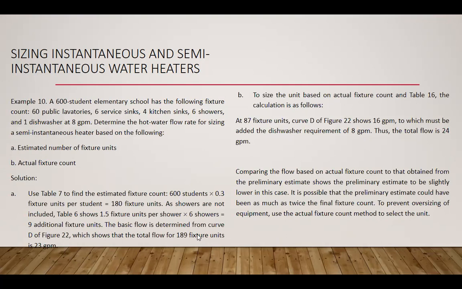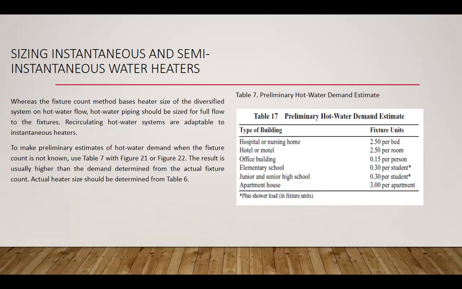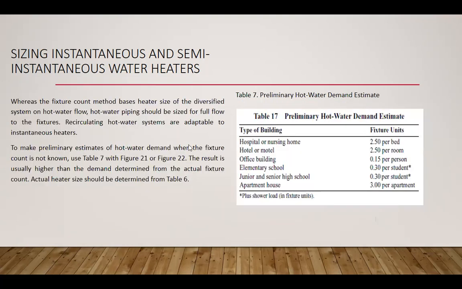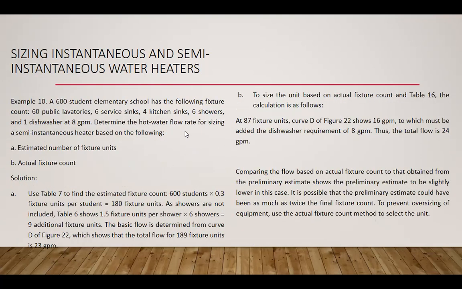So the basic load is determined from 4D of Figure 22, which shows that for a total of 189 fixture units is 23 GPM. Yan, for D. 189, hanapin na 189. Tapos mga tama, 23. Hindi ko na nailagay na sa mga. Okay. Mabilisan na kasi ito.